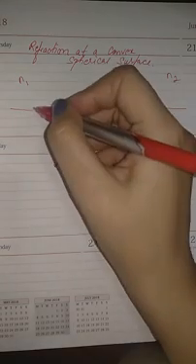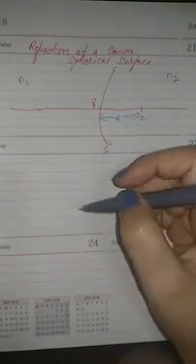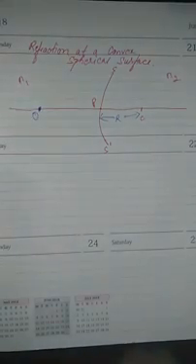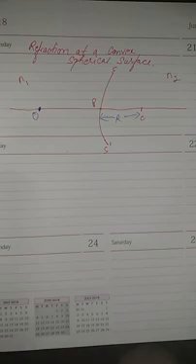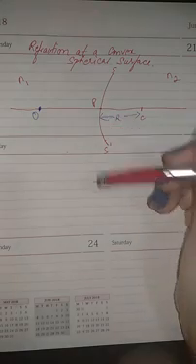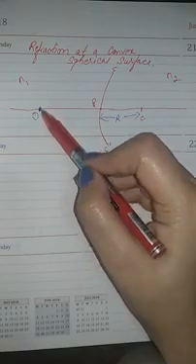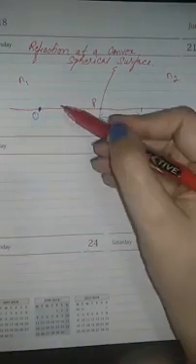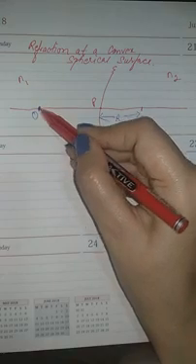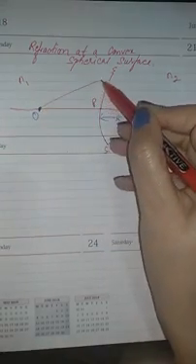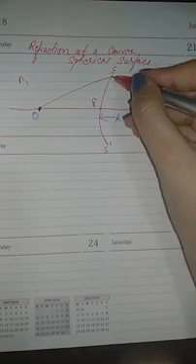Now let an object O be placed on the principal axis. We place an object O on the principal axis. An incident ray of light OA from this object falls on the spherical surface. So the incident ray from O falls on the spherical surface. Let this point be A.